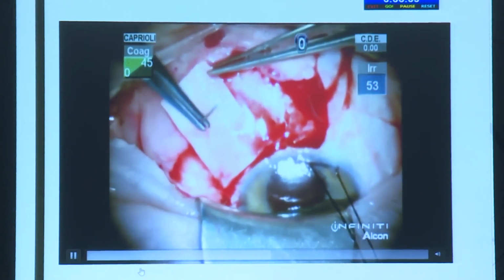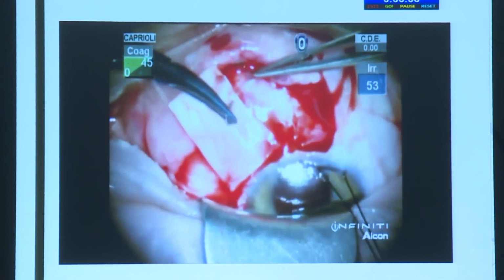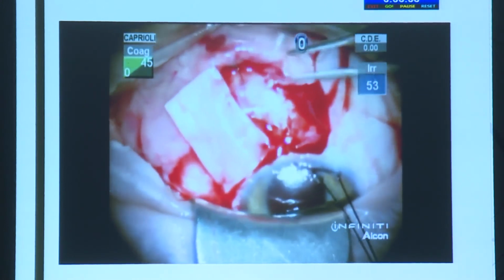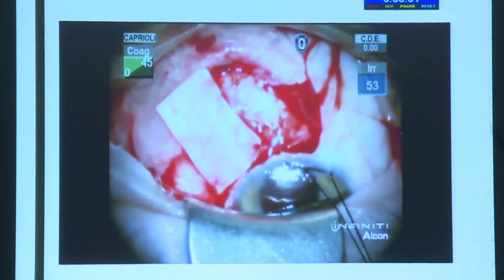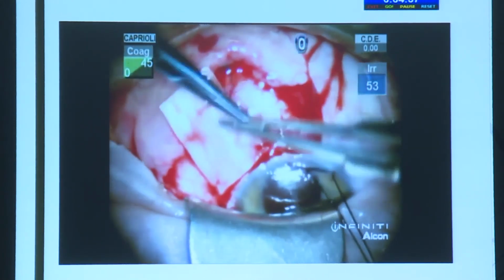So yes, this is the Tutoplast, which has been used to cover the tube. Usually this is not available, but I am just showing it so that you know that we have to take some different tissue to cover the tube.